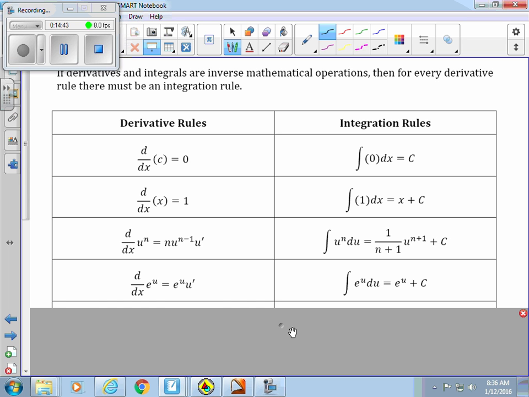If the derivative of e to the u is e to the u, then the integral of e to the u is e to the u. Right? You notice we are ignoring the chain rule at this point. We will discuss that later, a later discussion on how to deal with things other than just a u or other than just an x.